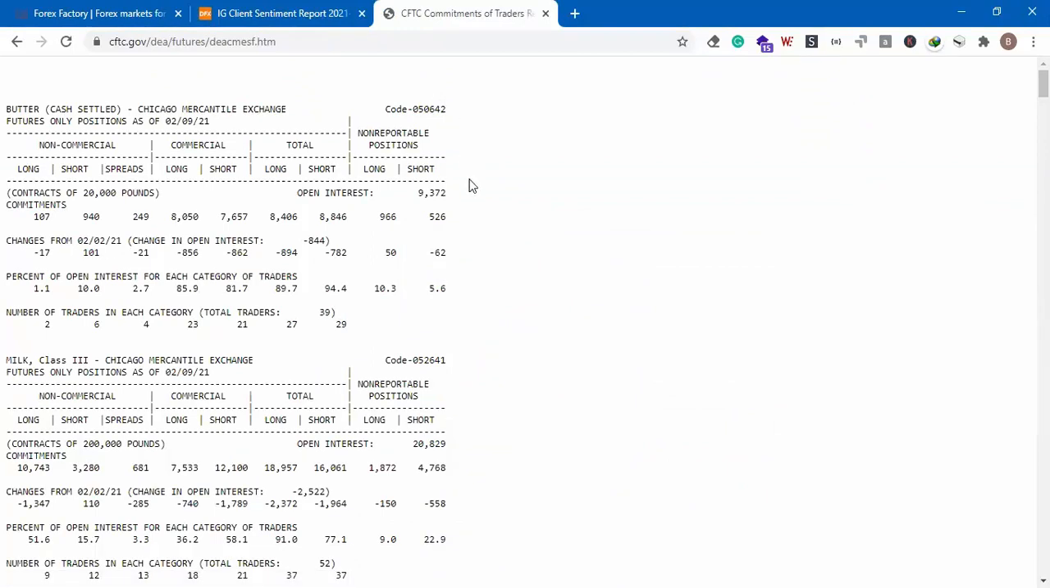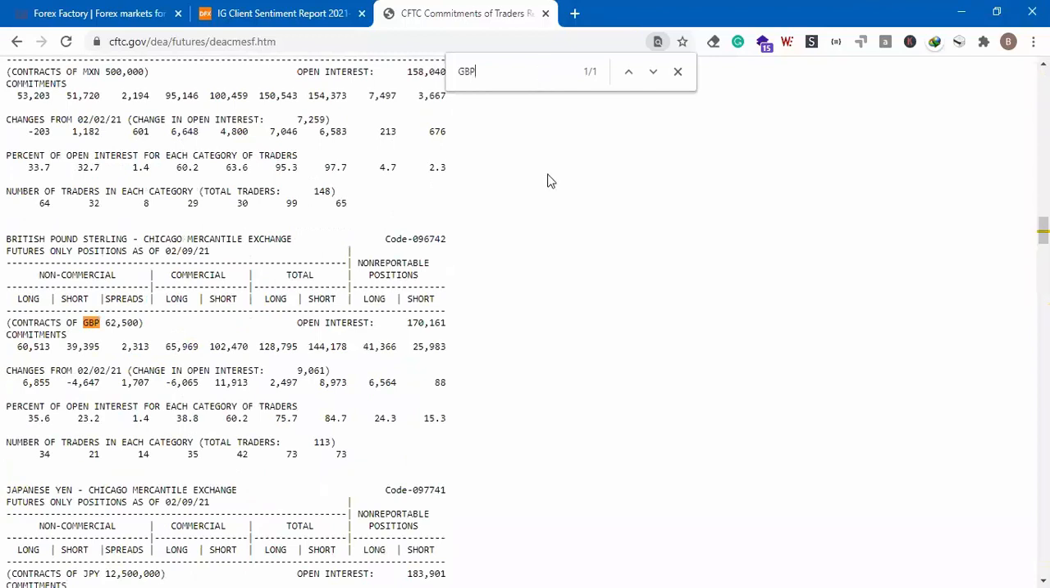Now, the easier approach is we find the currency pair we want to analyze and look for sentiments. So to find it, let me just do Control F, and then find GBP. Okay, so over here you have GBP, that is the Great British Pound. So basically, what it tells us is those going. We have the non-commercial, commercial, and the total of all traders, what they are doing.